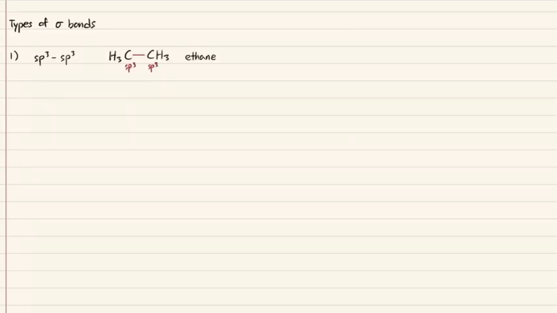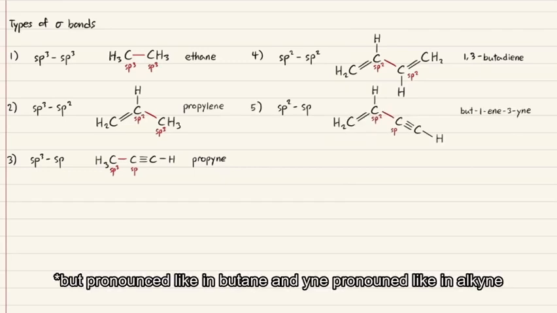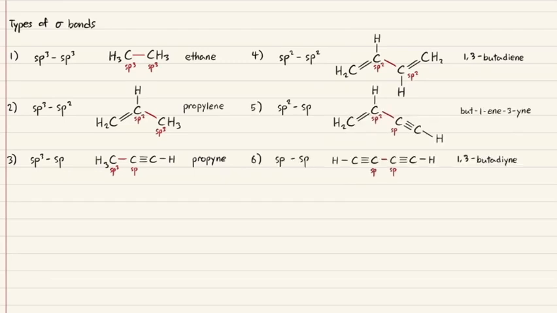sp3-sp3 sigma bonds, shown in ethane, sp3-sp2 sigma bonds, shown in propylene, sp3-sp sigma bonds, shown in propyne, sp2-sp2 sigma bonds, shown in 1,3-butadiene, sp2-sp sigma bonds, shown in but-1-en-3-yne, and sp-sp sigma bonds, shown in 1,3-butadiyne.